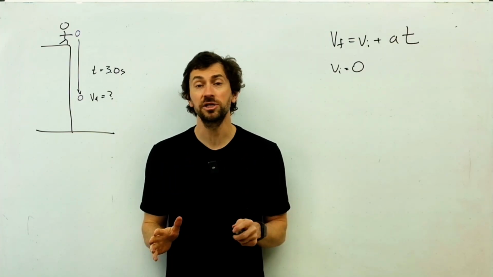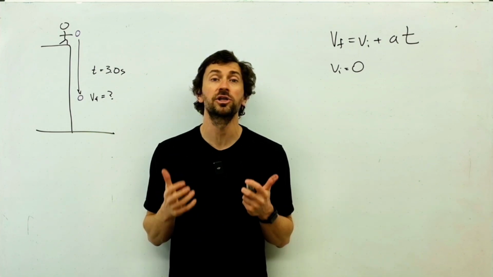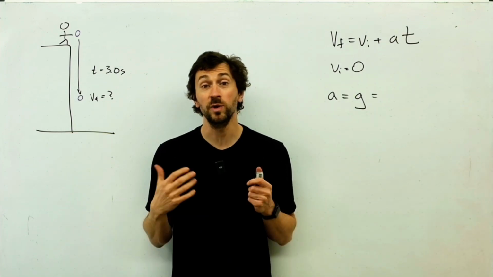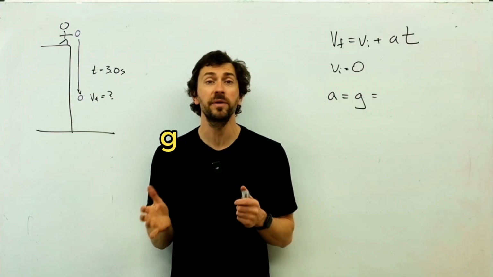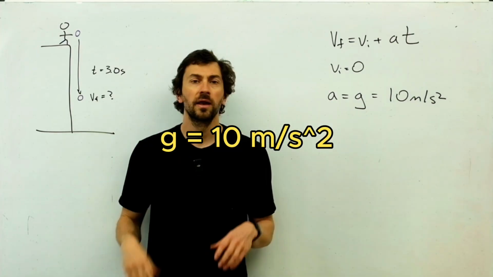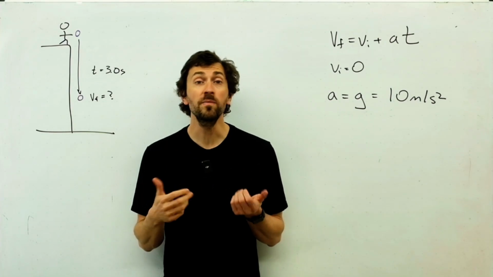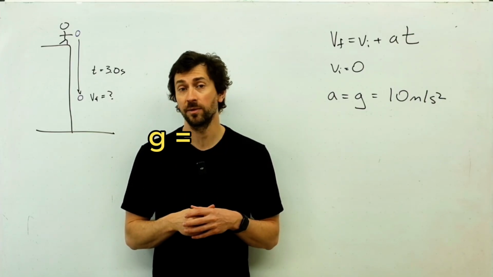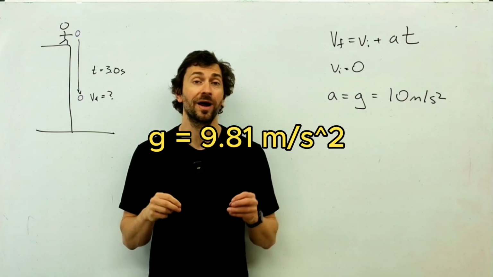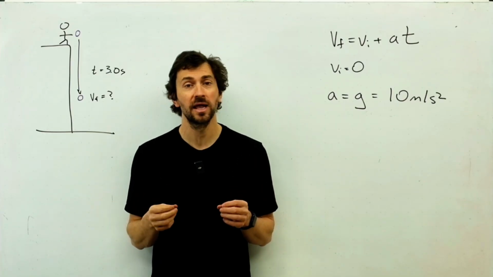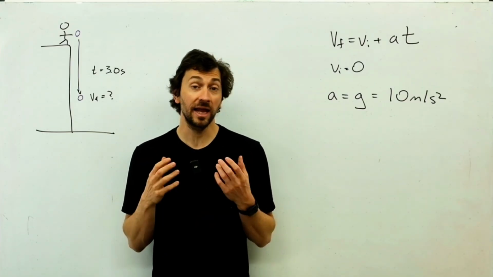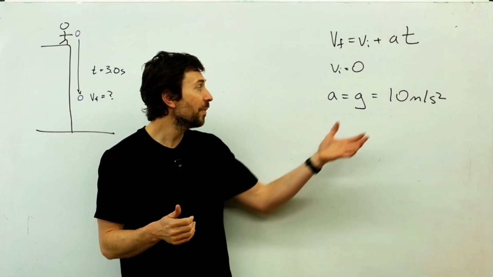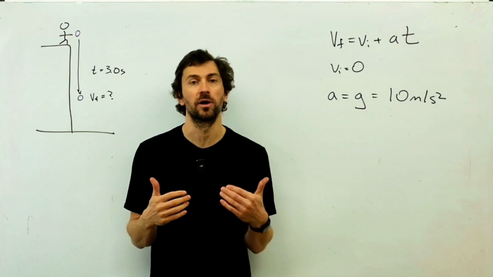Now the acceleration here is the acceleration due to gravity that we often call g. In AP Physics, we take g as 10 meters per second squared. Now you may have seen g written as 9.8 meters per second squared or 9.81 meters per second squared in other courses or places, and that's correct. In AP Physics, you're actually allowed to use any of those numbers, but 10 is the easiest one.